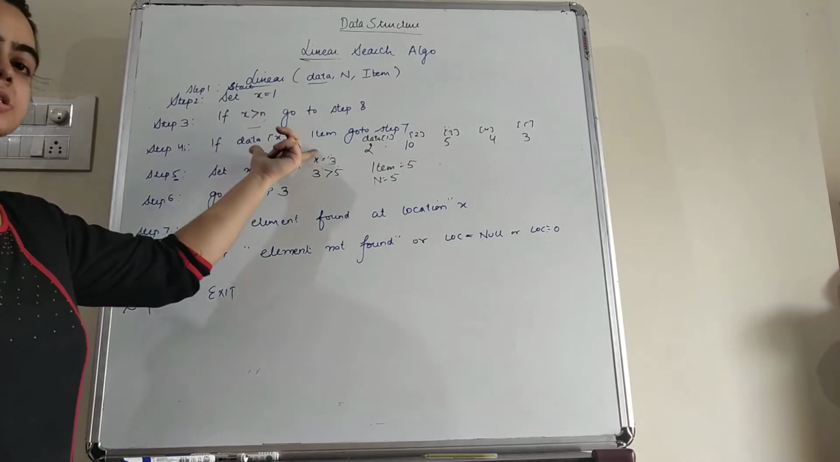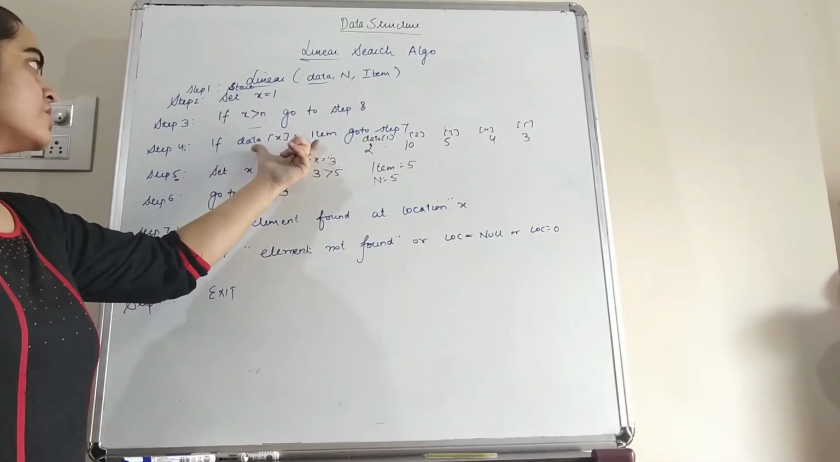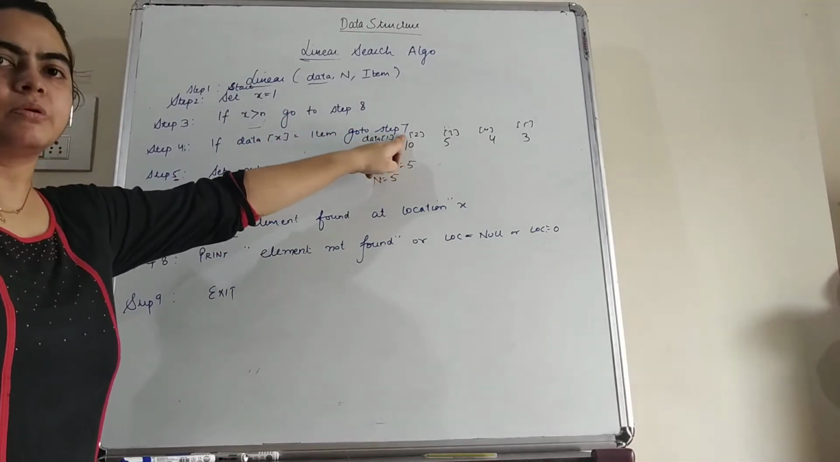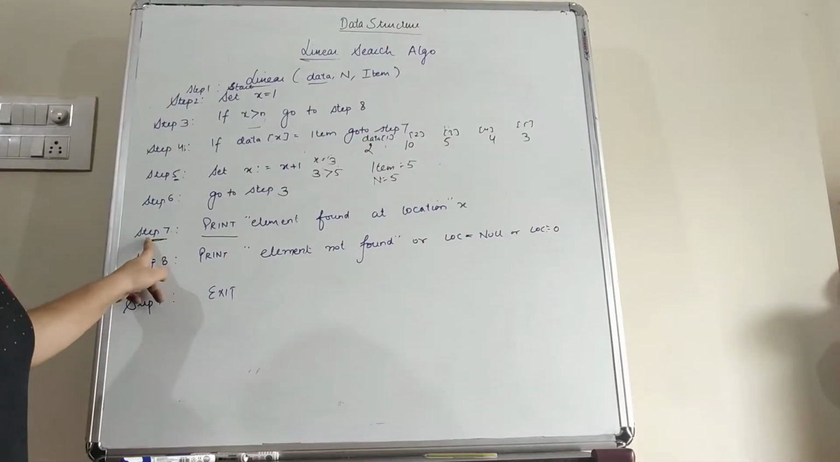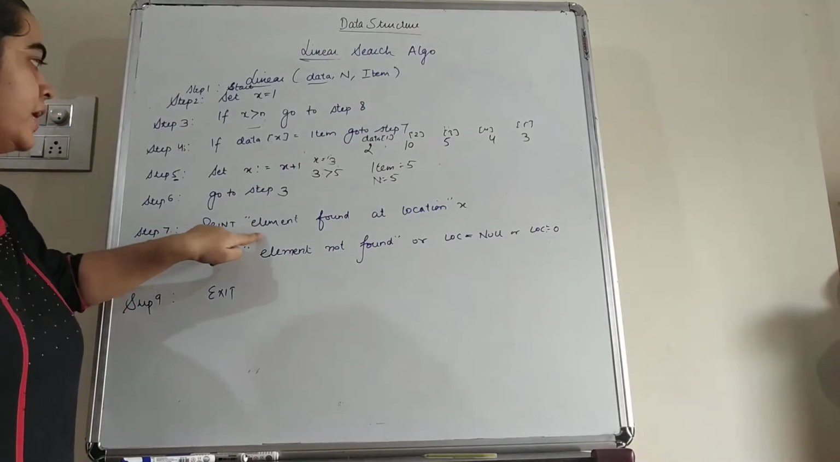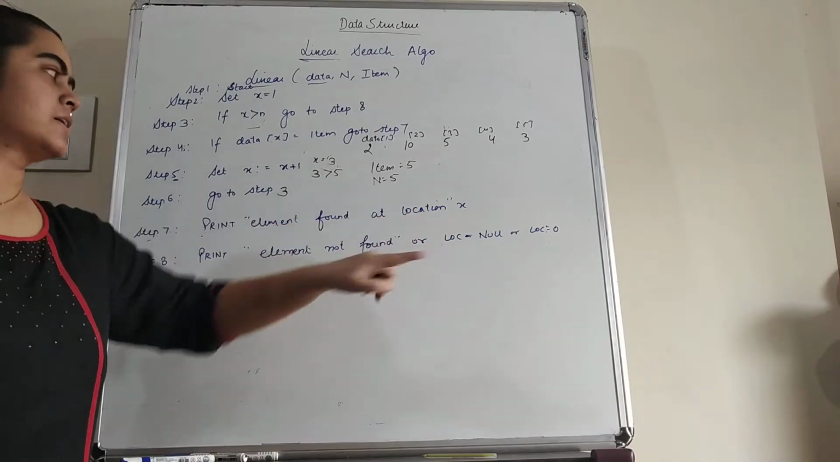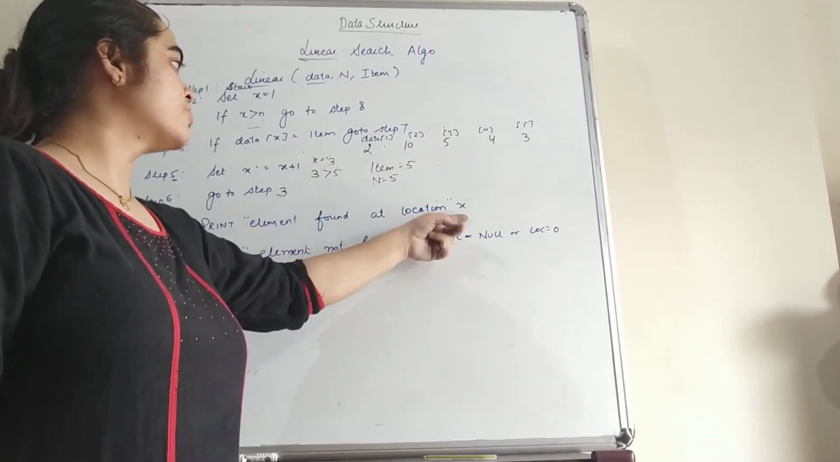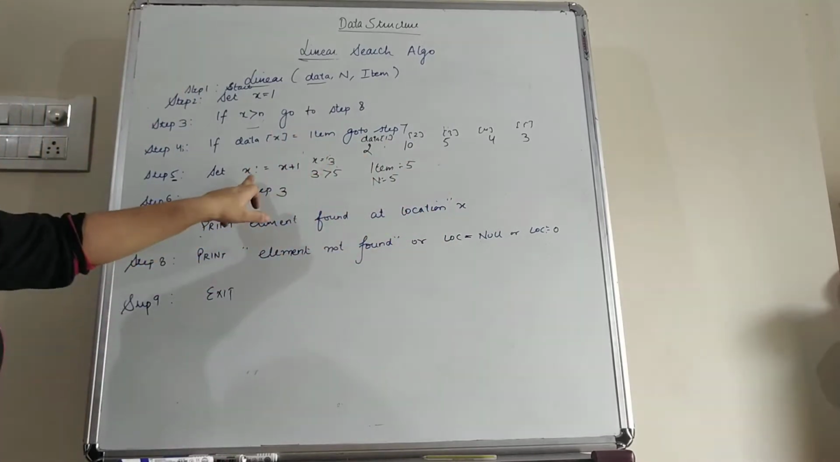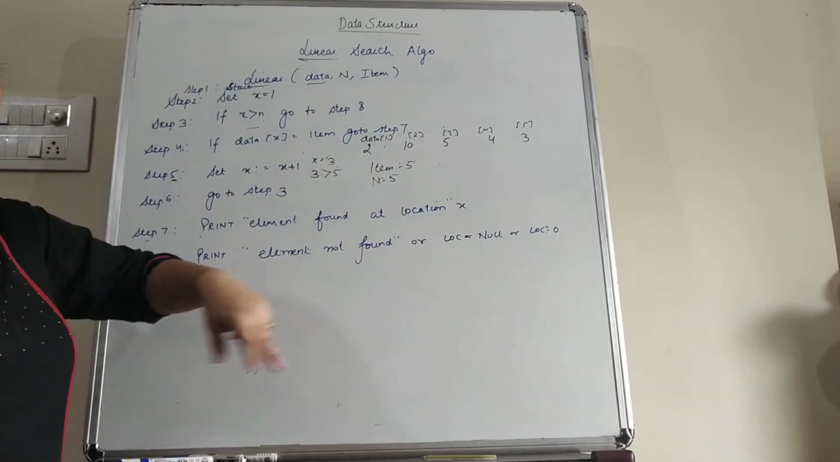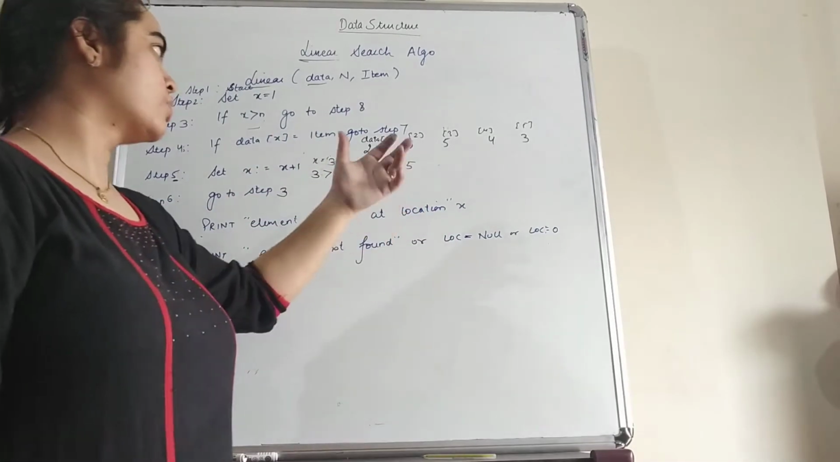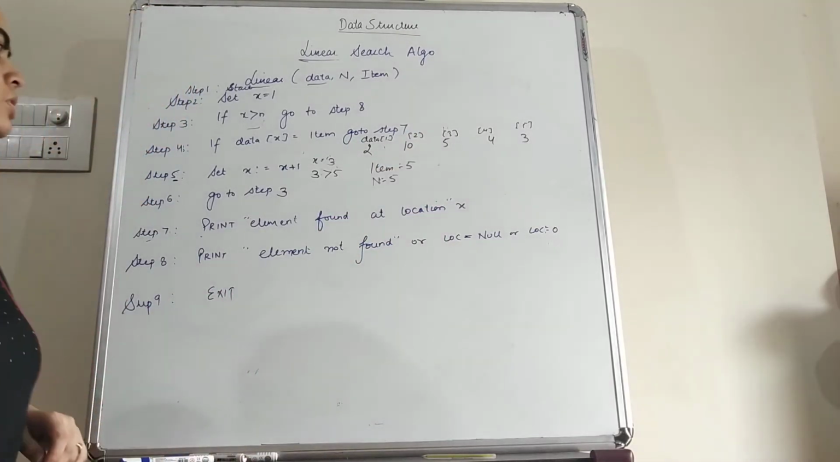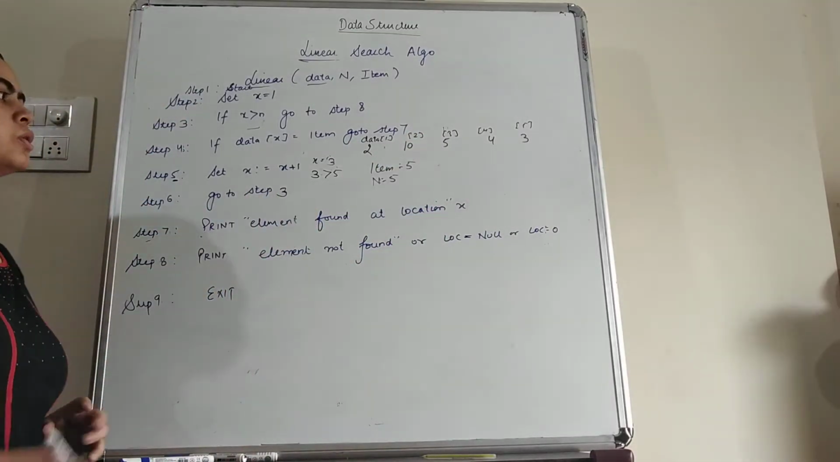So that means now this condition is true, and if this condition is true, then we can go to step number 7 directly. So here in the 7th step it is written print element found at location x. So what will it print? It will print element found at location 3, because the value of x is equal to 3, where the item which we are going to search is there. So we can print element found at location 3.